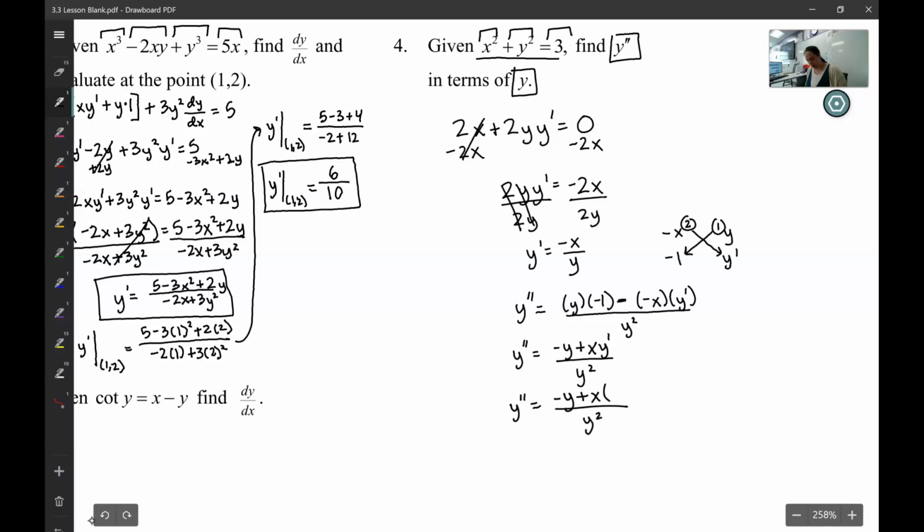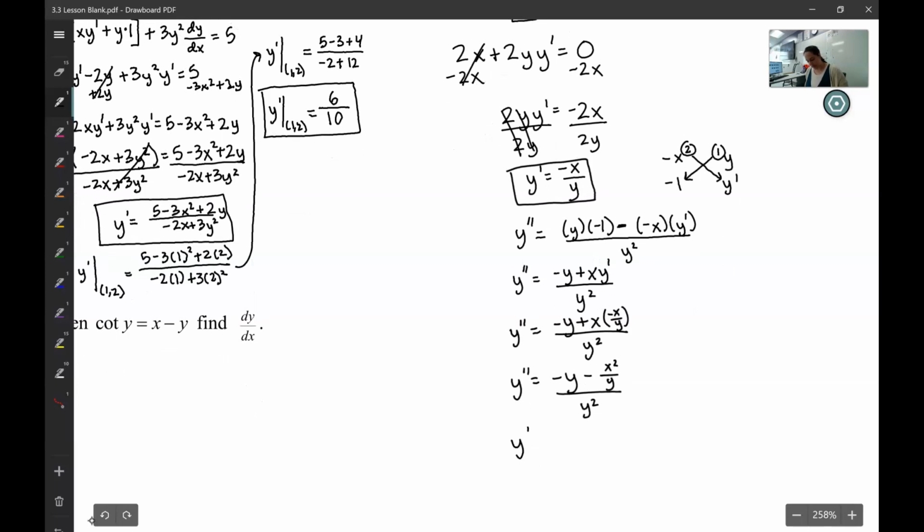Instead of writing y prime, I'm just going to substitute what y prime is. So y prime is negative x over y. So now I've gotten rid of my y prime. Sweet. I'm going to simplify this. Minus x squared over y all over y squared.